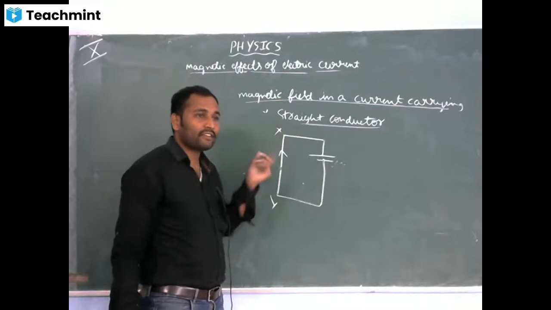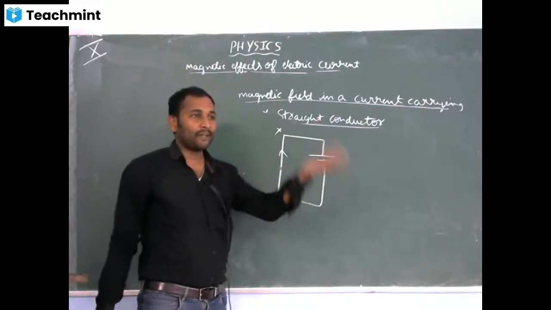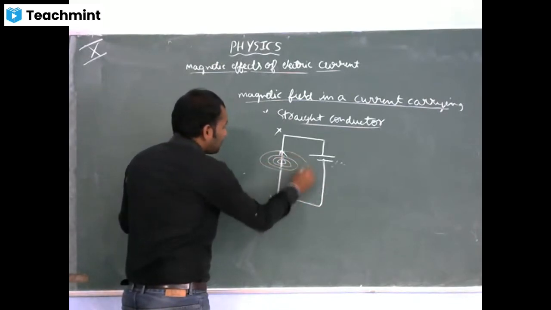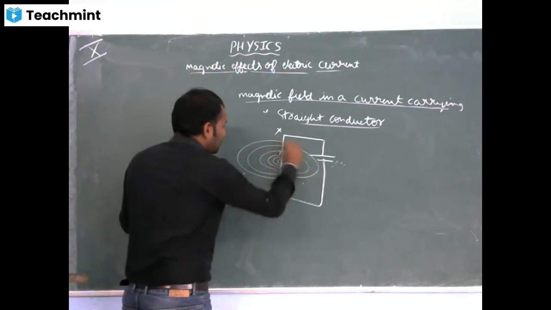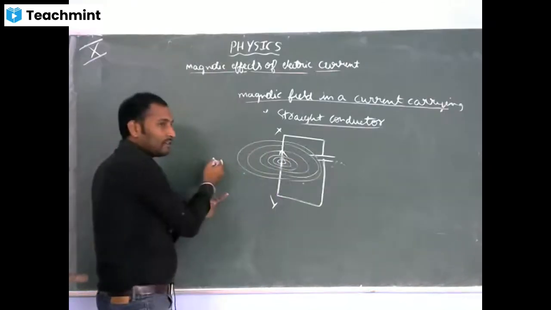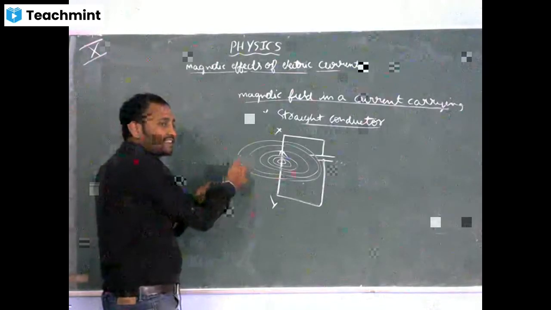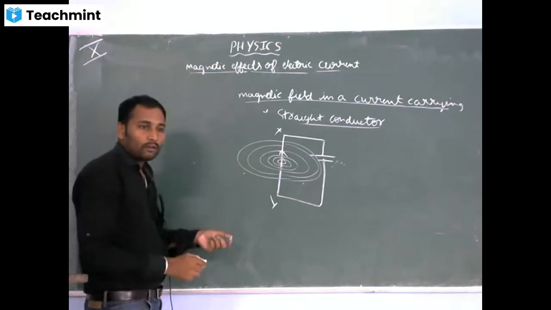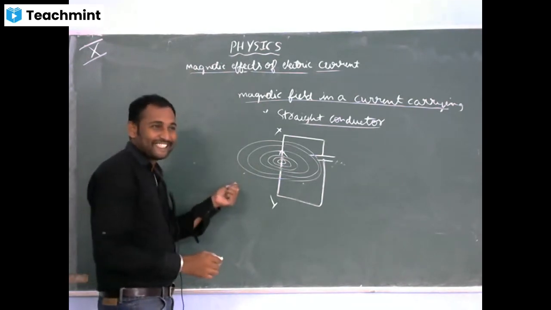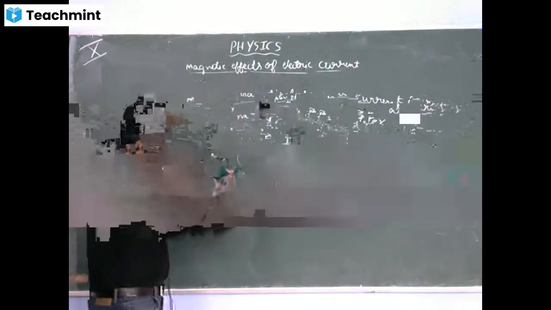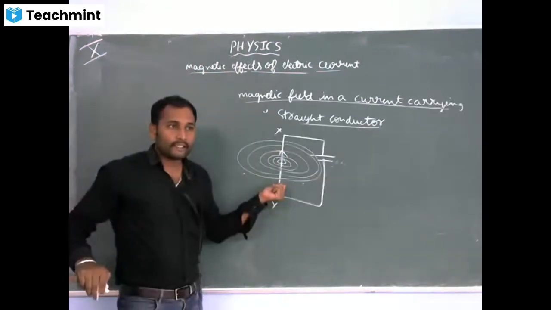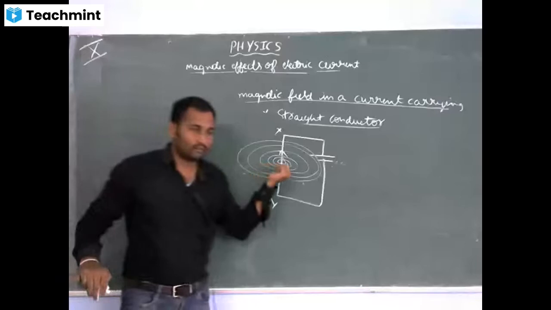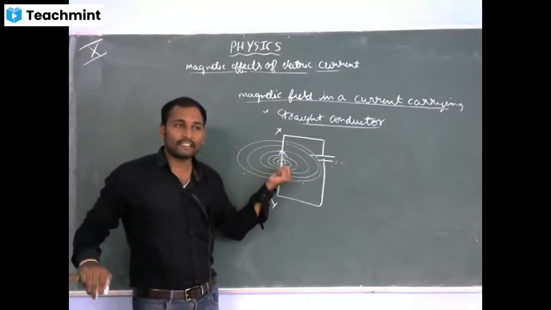It depends on magnetic field lines. If they are closer, magnetic field strength will be more. See, from the diagram, I will be drawing more concentric circles. So as you go away from the wire, what is happening? Abhishek, calm down. As you go away from the current carrying conductor, what happens? Magnetic field strength decreases. As you come closer to the current carrying conductor, magnetic field strength increases.